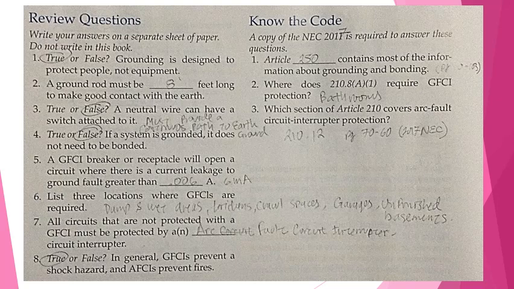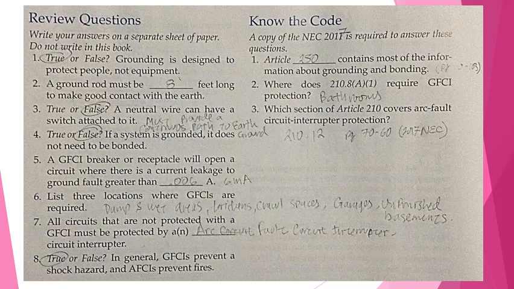Number 6, list 3 locations where GFCIs are required. These are damp and wet areas: kitchens, crawl spaces, garages, and unfinished basements. Number 7, all circuits that are not protected with a GFCI must be protected by an arc fault circuit interrupter, or AFCI. Number 8, true or false? In general, GFCIs prevent a shock hazard and AFCIs prevent fires. That is true in general.